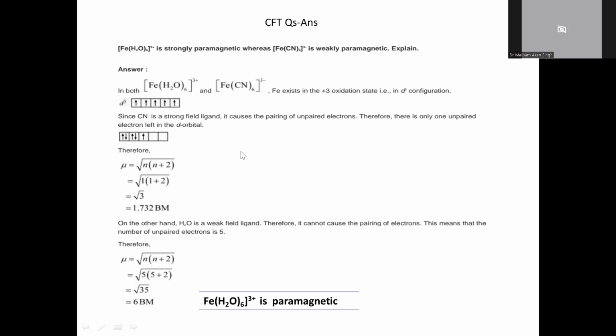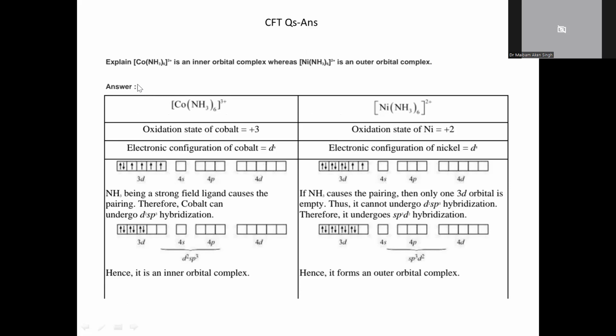But in the case of tetrahedral and square planar, the geometry is different. Then another, just explain: this one is an inner orbital complex and where is this one outer orbital complex. 1 2 3 4 5 6, the pairing takes place, the electrons are disturbed and go low. This is why inner orbital complex and outer orbital complex. See the clip, you can learn something.